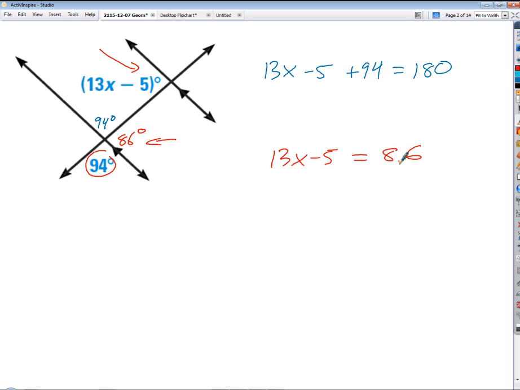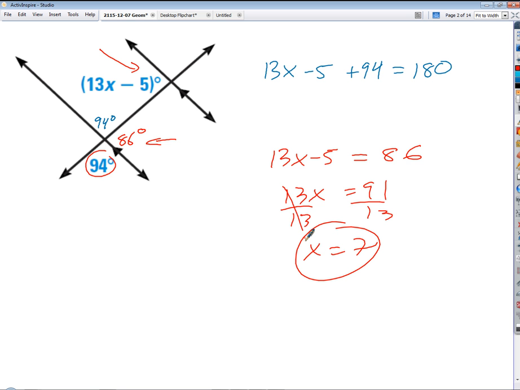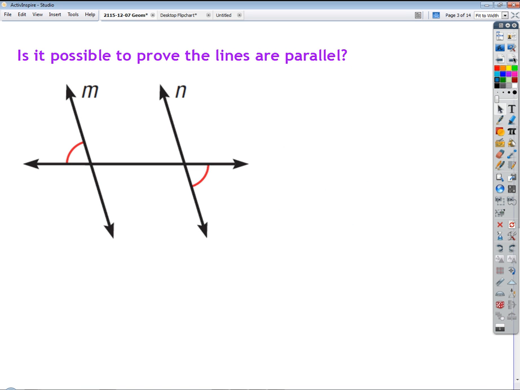What would I get if I add 5? Let's do it this way. If I add 5, I get 91, right? Divide by 13 and get x equals 7, yep. Right? Okay. Good.